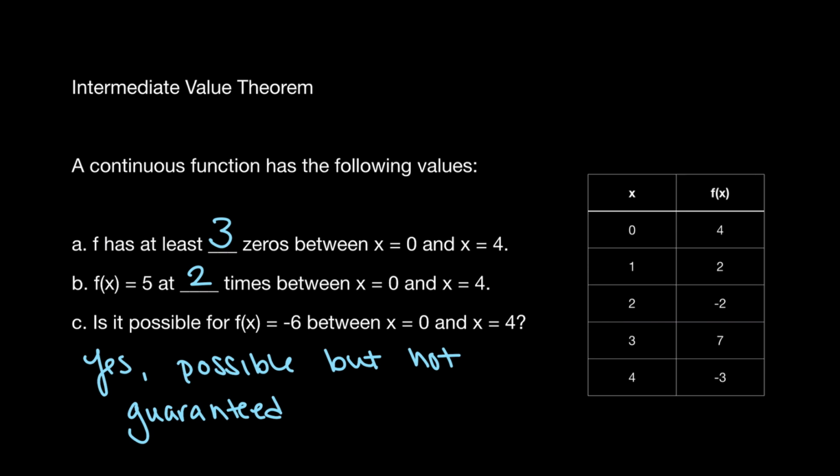But again, the intermediate value theorem doesn't tell you what your y values are. You could definitely have a y value of negative 6. It could be anywhere. For example, it could drop all the way down to negative 6 from this y equals 4 and then back up to y equals 2. So it is definitely possible to take on really any y value without having more information.